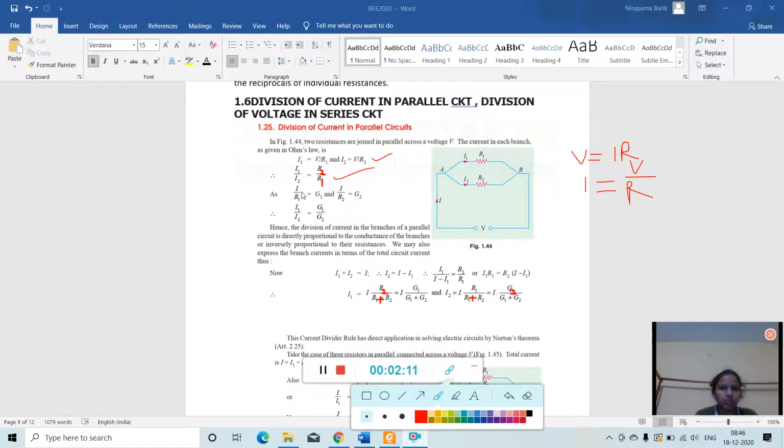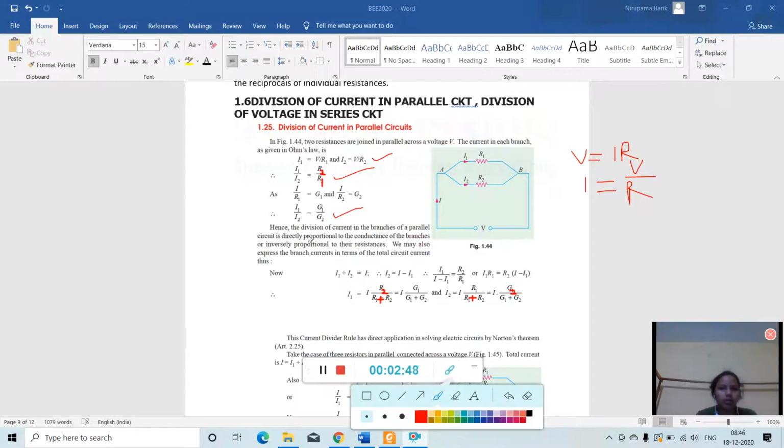Okay, so see, 1 by R1 is equal to G. G is the conductance and R is the resistance. So conductance and resistance are reciprocal to each other. So 1 by R1 is equal to G, or you can say 1 by G is equal to R. So from this, 1 by R1 is equal to G1, 1 by R2 is equal to G2. So I1 by I2 is equal to what? G1 by G2, because 1 by R1 is G1, so G1 is in the numerator and G2 is in the denominator. So I1 by I2 is equal to G1 by G2.